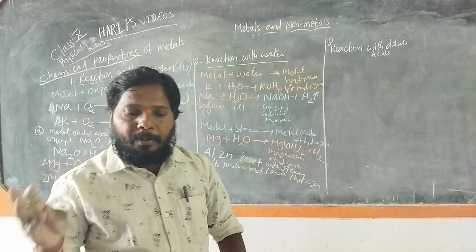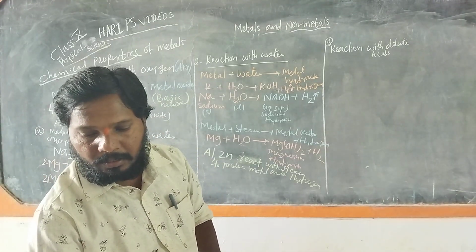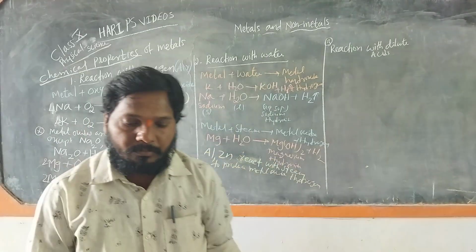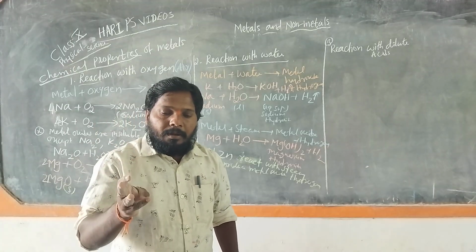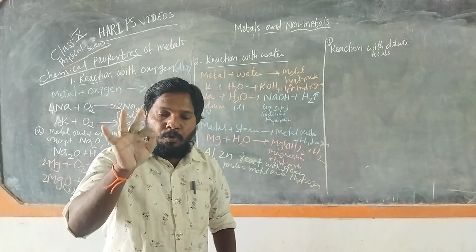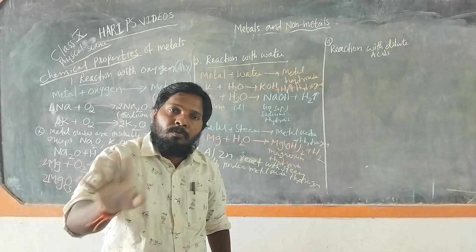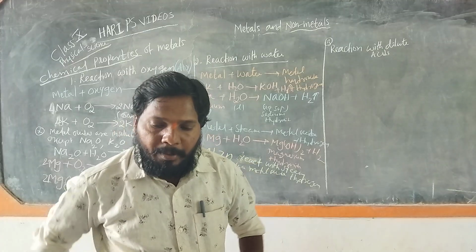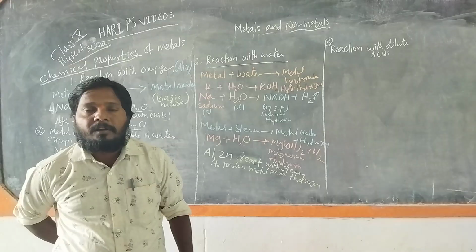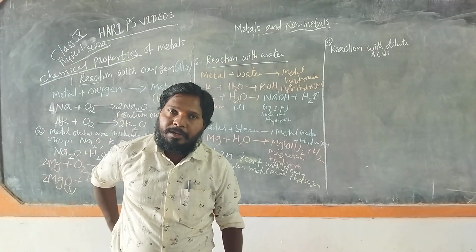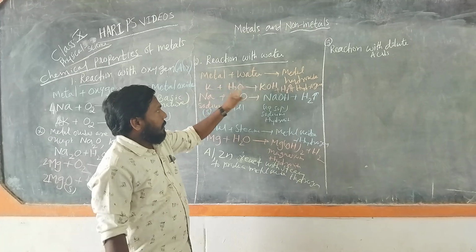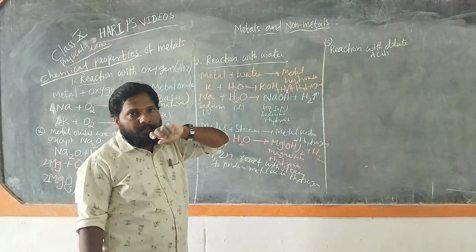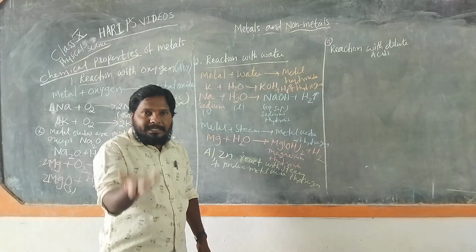Metals like lead, copper, silver, gold do not react with water, even the hot water or the steam. So lead, copper, silver, gold do not react with water, either cold water, hot water or steam. So we will now discuss how metals displace hydrogen from water. How do these metals form hydrogen when they react with water?